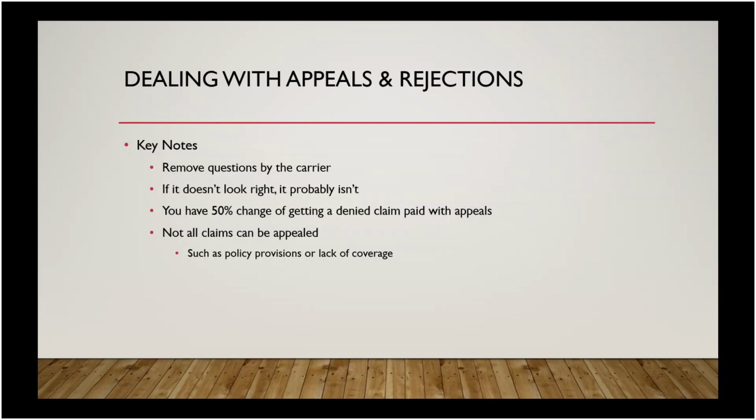You have a 50% chance of getting a denied claim paid with appeals, and then not all claims can be appealed. So if they don't have policy provisions for that particular thing or they lack coverage, you're not going to get that claim. It's going to be denied. So then at that particular point, do you balance bill or do you go after the patient? Again, if it's Medicare, you have to have an ABN signed, meaning that the patient was aware that they were going to be billed for that. If you don't, then you have to eat the cost.